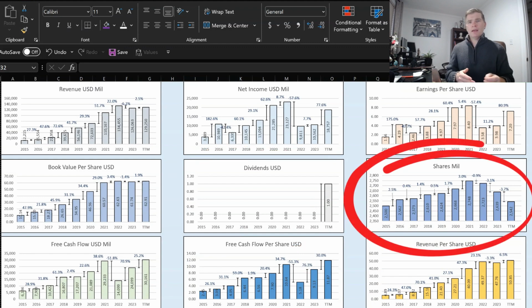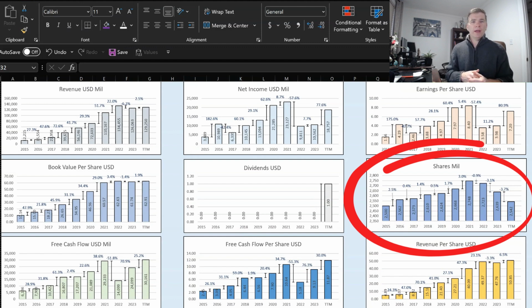And then for shares, as I mentioned a few moments ago, they began buying back their shares a few years ago. And although looking at the chart, we can see they are slightly higher from 2015, currently they're on the right track to bring that share count down. As we can see, it's been on the decline since 2021.